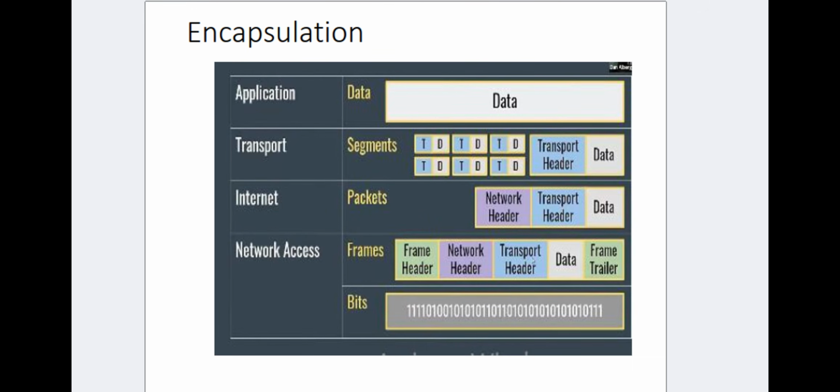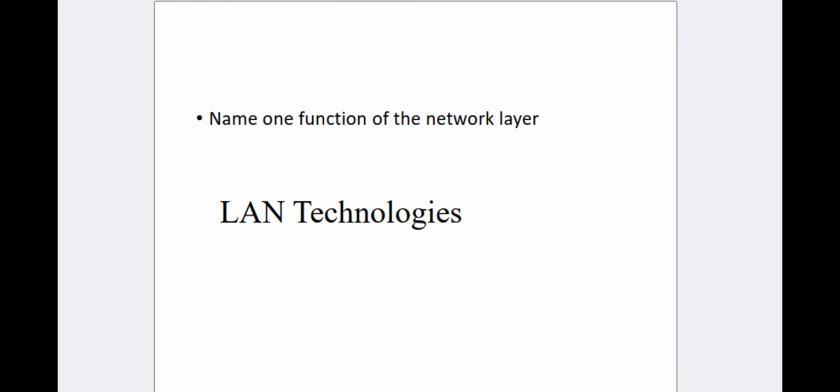Encapsulation, decapsulation. Name one function of the network layer.